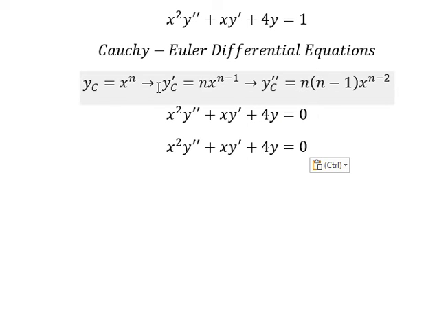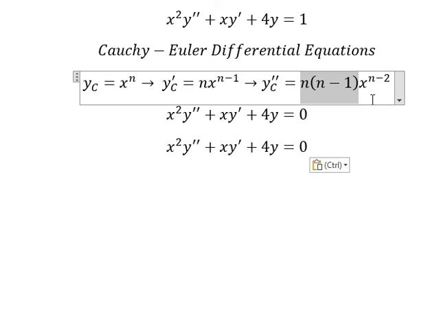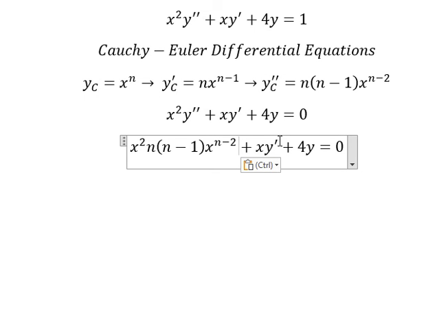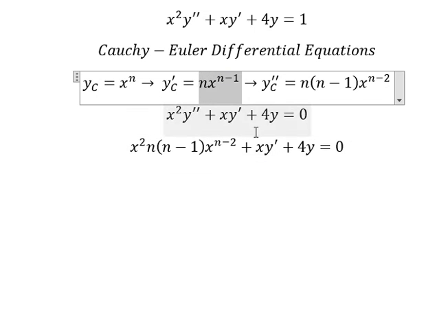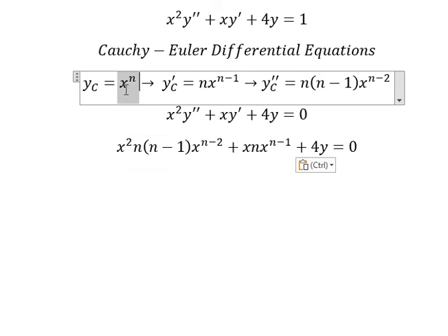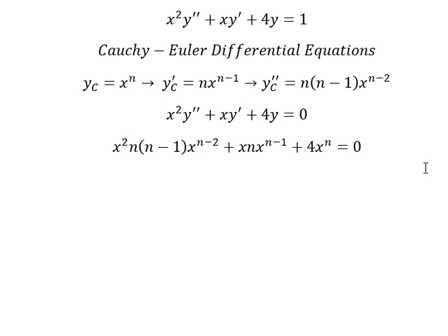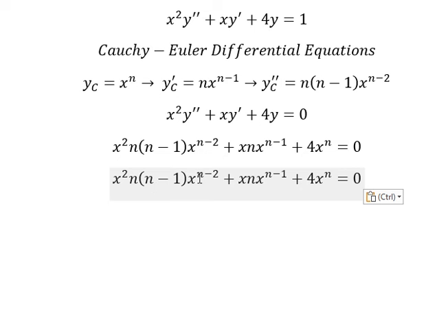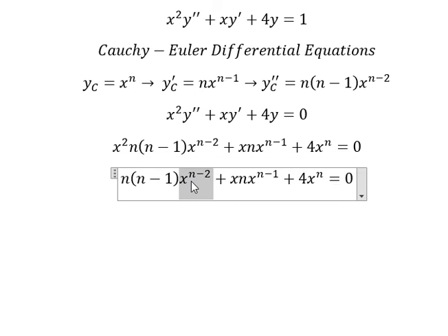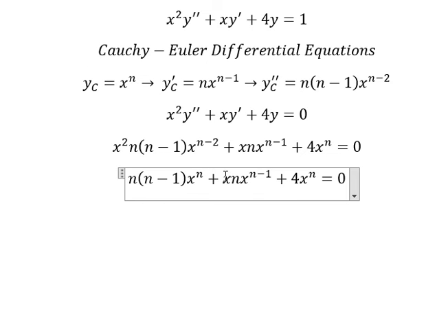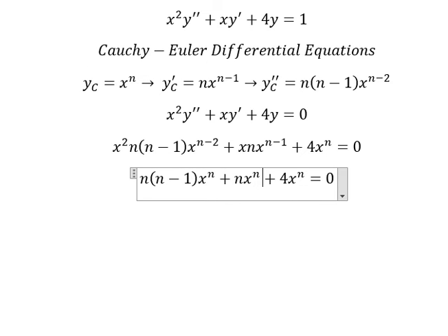And now I will put this one going here, this one going here, and this one in here. Now, s squared and s to the power of n minus 2, we have s to the power of n. Similar for this one. Next, we can do factorization by s to the power of n.